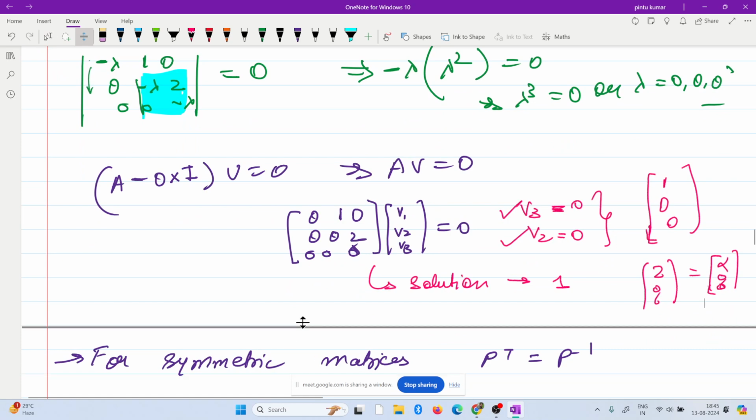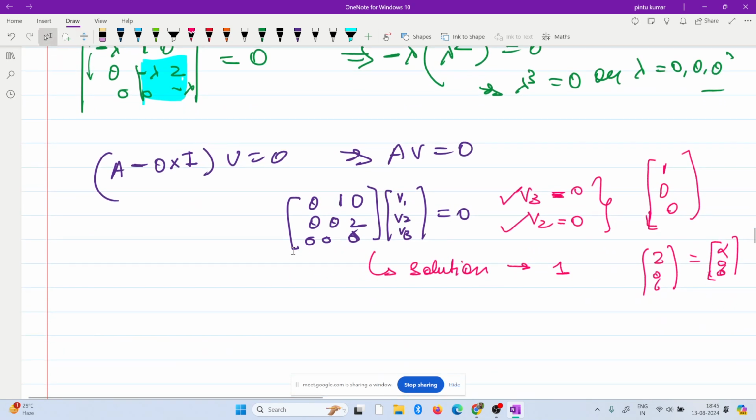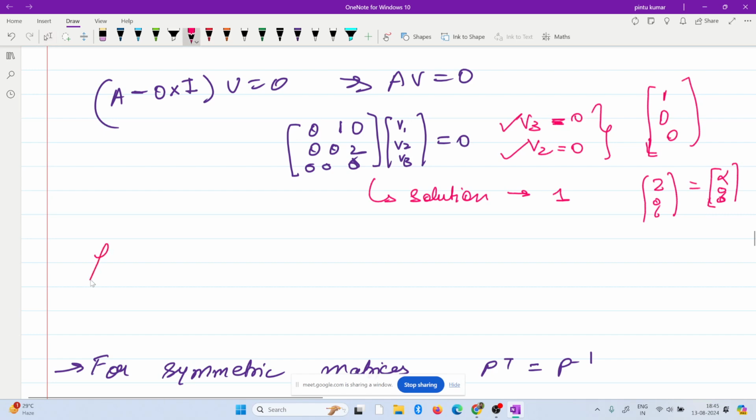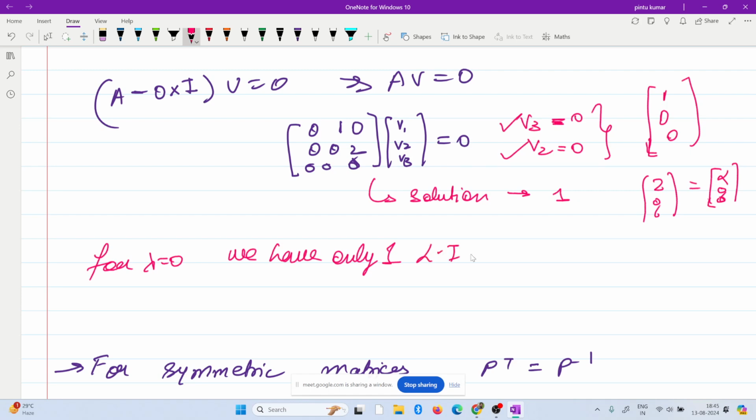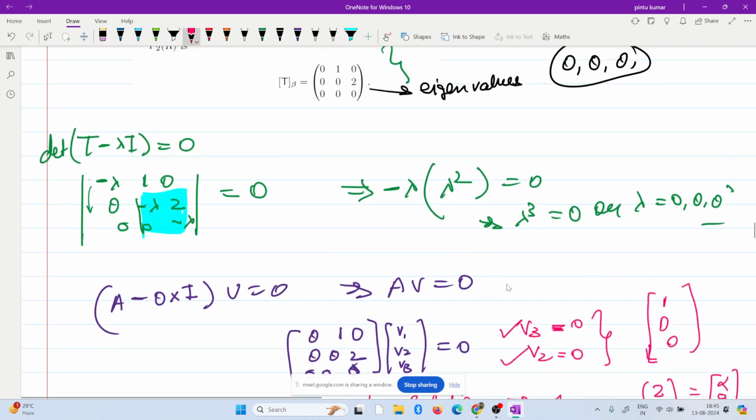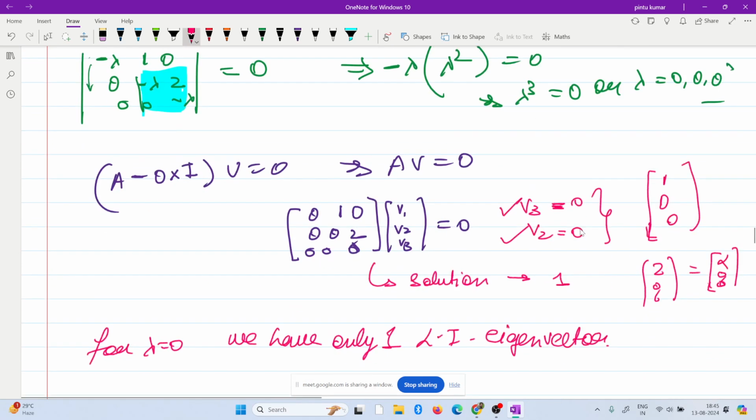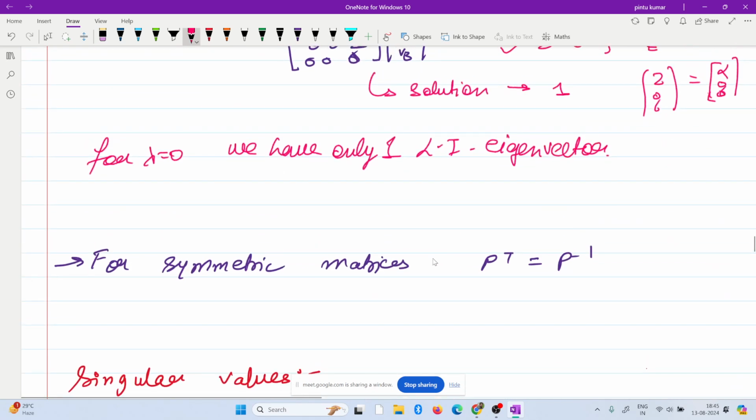Okay. So for lambda is equal to 0, we have only one linearly independent eigenvector. But we wanted three linearly independent eigenvectors, right? Because this lambda is equal to 0 was repeated 3 times. So that's why this matrix T does not have an eigendecomposition.